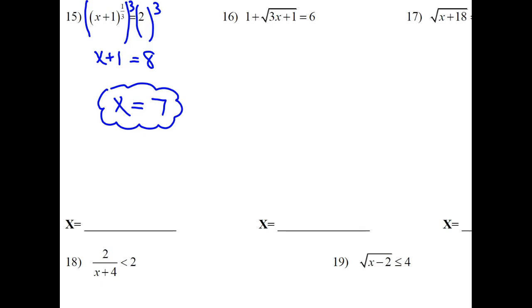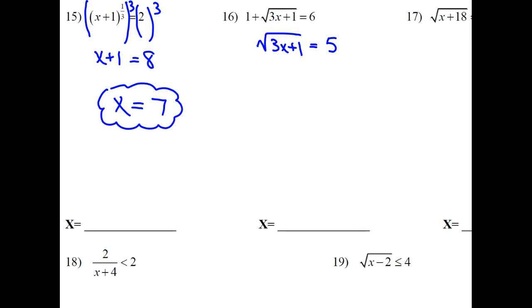Next question. It has a square root in it. Does anybody know how to get rid of a square root? Square it. What's the opposite of square rooting? Squaring. Look, how do I get rid of a square root? Well, I got to square it. Okay, so I put the 1 over to the other side. That'll get me square root of 3x plus 1 equal to, if I put that 1 over there, it's going to be subtracted 5.